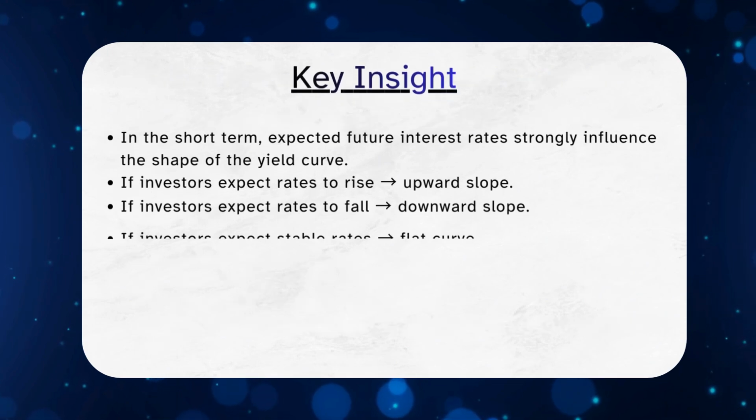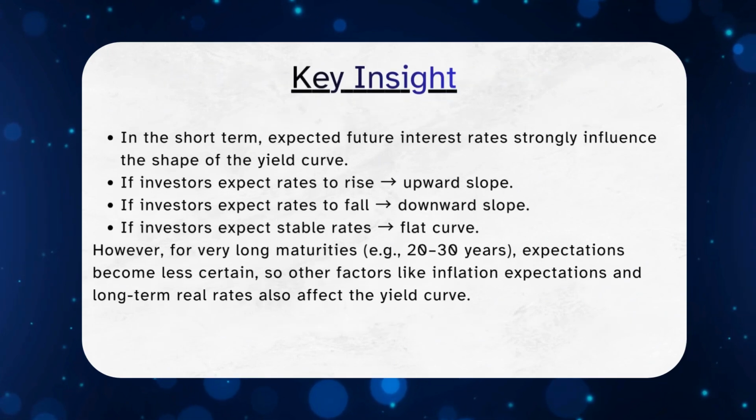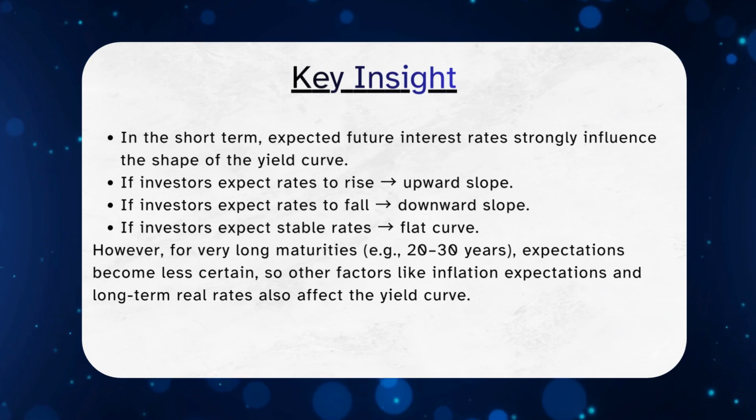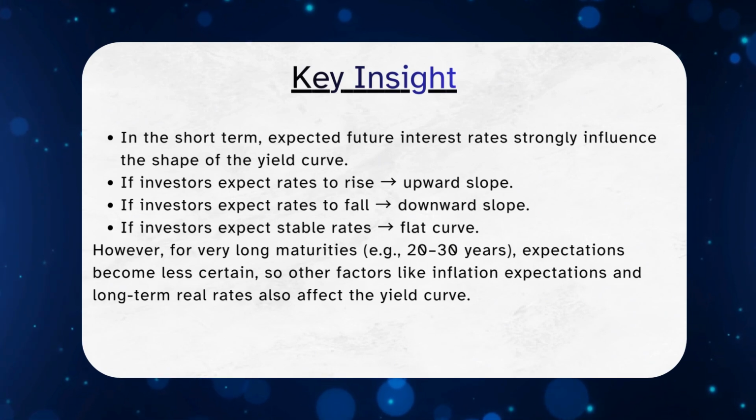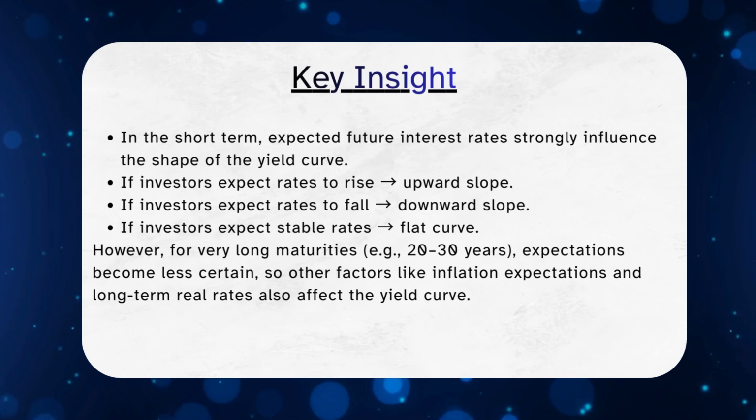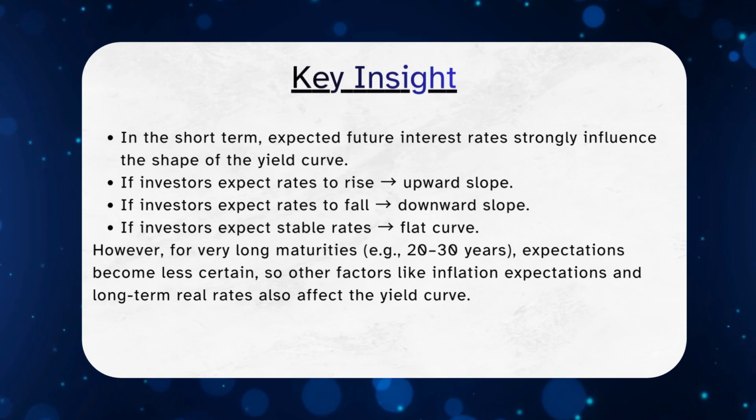To summarize, future interest rate expectations play a key role in shaping the yield curve. If investors expect rates to rise, the yield curve becomes upward sloping. If investors expect rates to fall, the yield curve becomes downward sloping. If investors expect stable rates, the yield curve becomes flat. However, for very long maturities, expectations become more uncertain, and factors like long-term inflation and real interest rates also influence the term structure.